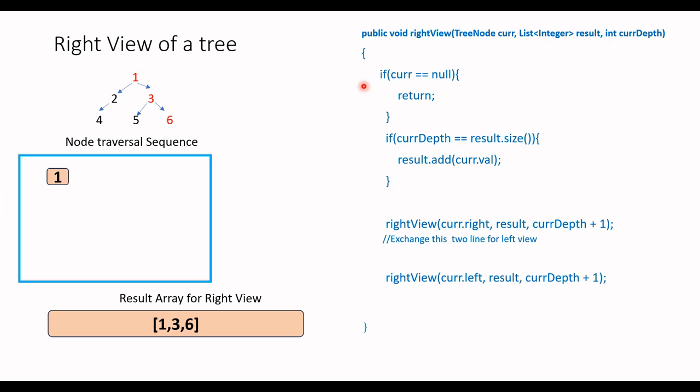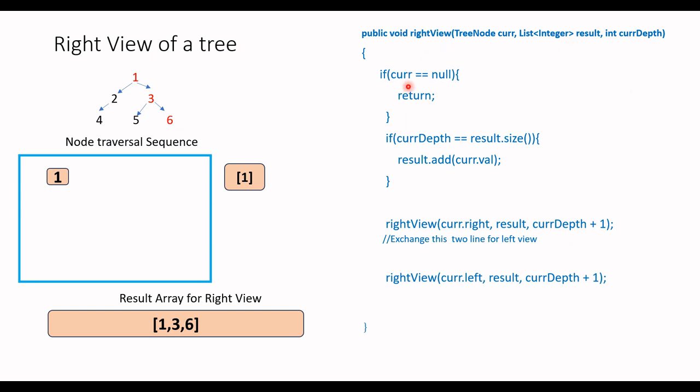So now that we have reached 1, so we have started off with 1, and then since 1 is not null, it will check the result size, which is currently 0, and the current depth also happens to be 0, so it will add it into the result array. So we have obtained our first element of the array, and then moving on, 1.right happens to be 3, and result is 1, and current depth is still 0, so it will be sending it as 1.